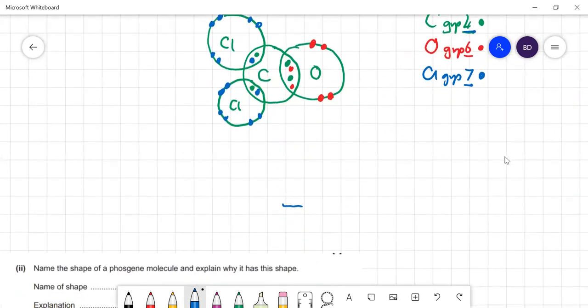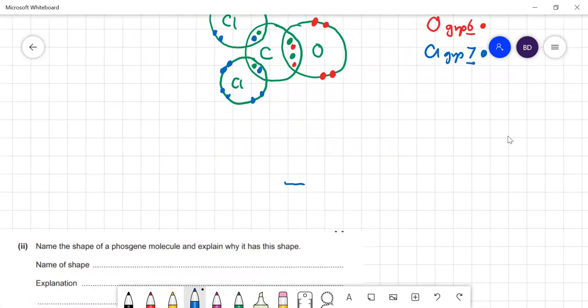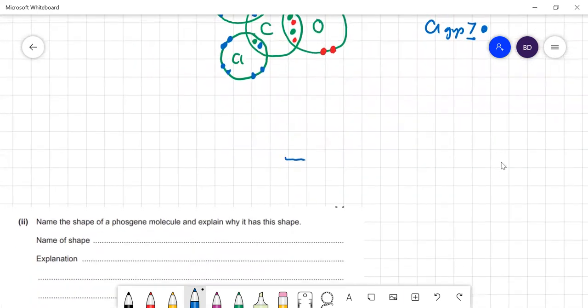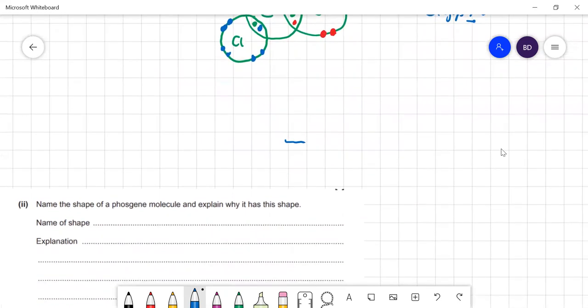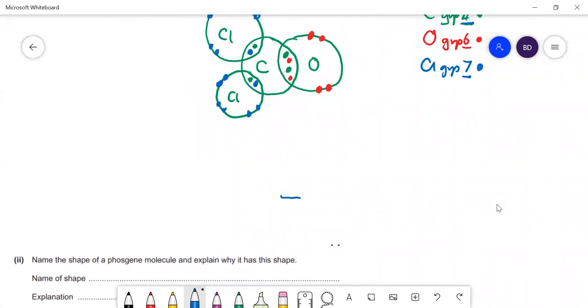Right, now, name the shape of the phosgene molecule and explain why it has this shape. Okay, right, what has it got? What would we do when we have a double bond? We just treat that, when working out the shape of a molecule, as though it is a single bond, okay? Because it's made up of a pi bond and a sigma bond.